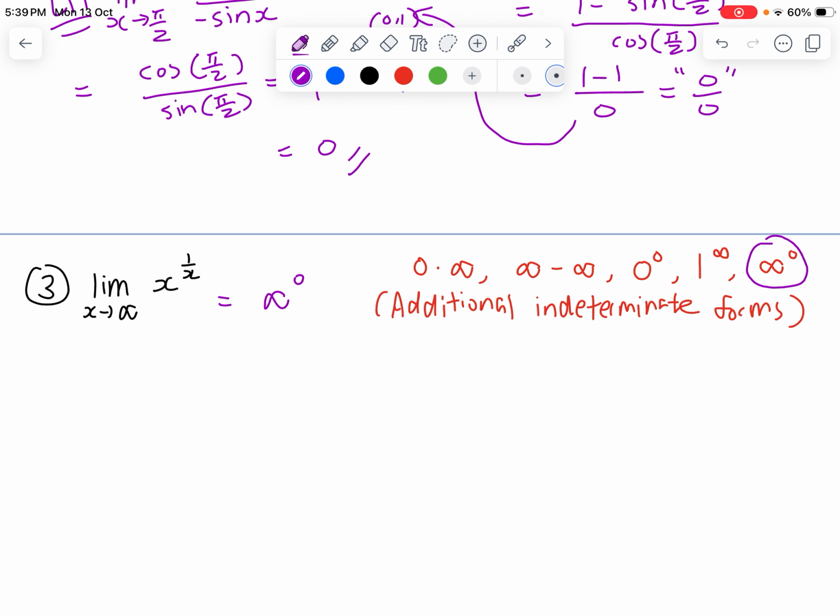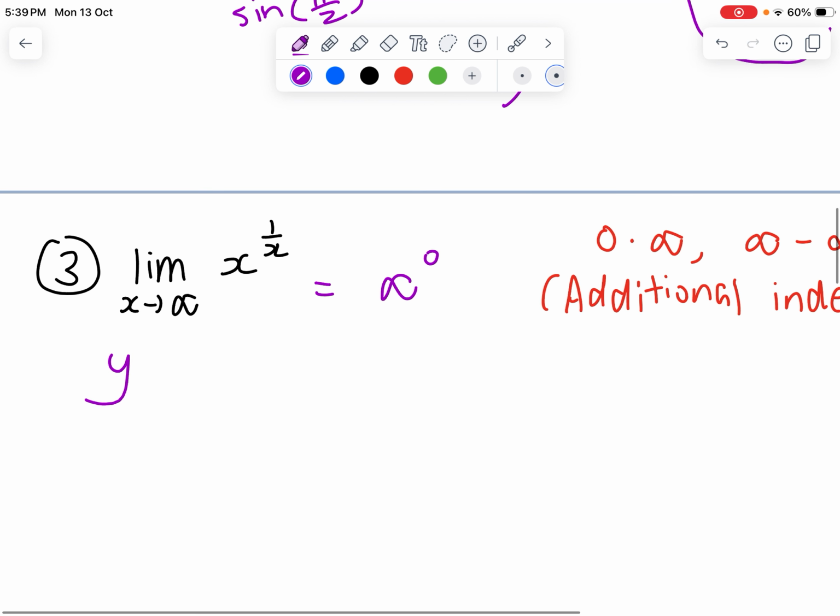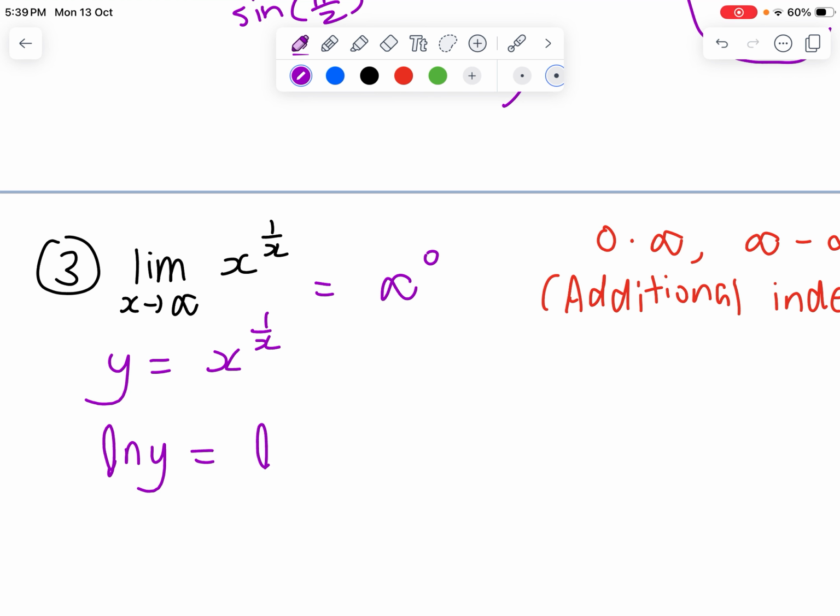But how? This is an exponential function. So what do we do? First we can say y equals x to the power of 1 over x. In a scenario where it's hard to change it into a fraction form, we can take ln of both sides, because remember, ln and exponential functions are inverses.